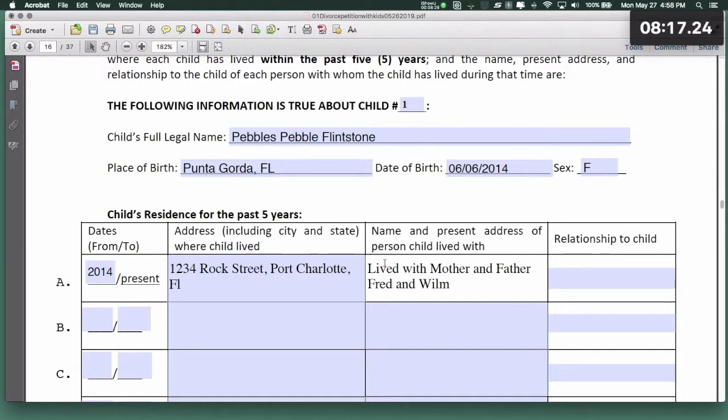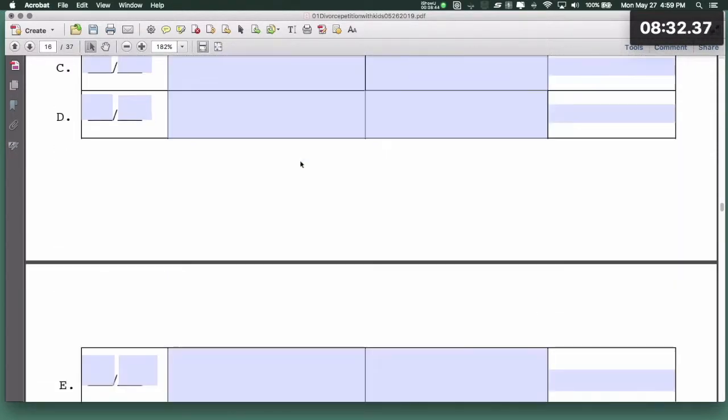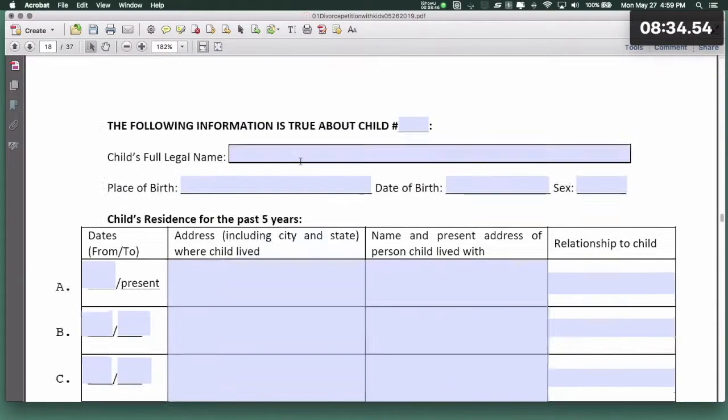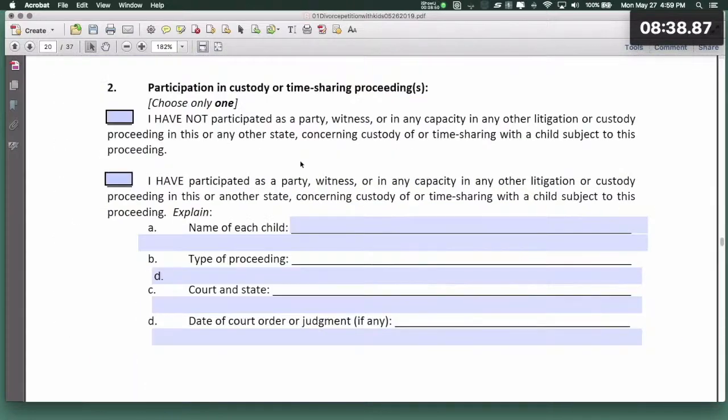My typing is so bad. Wilma Flintstone, and they're the parents. Oh God, what am I typing? Parents. Okay, so that's it. If you had other addresses, you'd put them here. Most of the time, people don't move around too much, so you just go down to the end here and you check a few boxes.